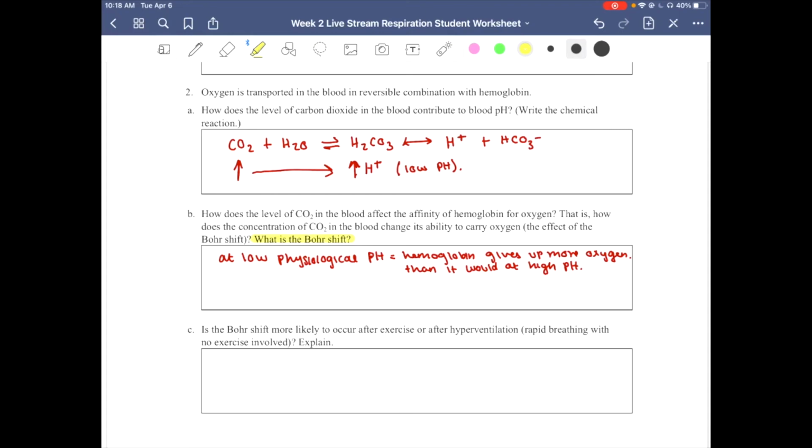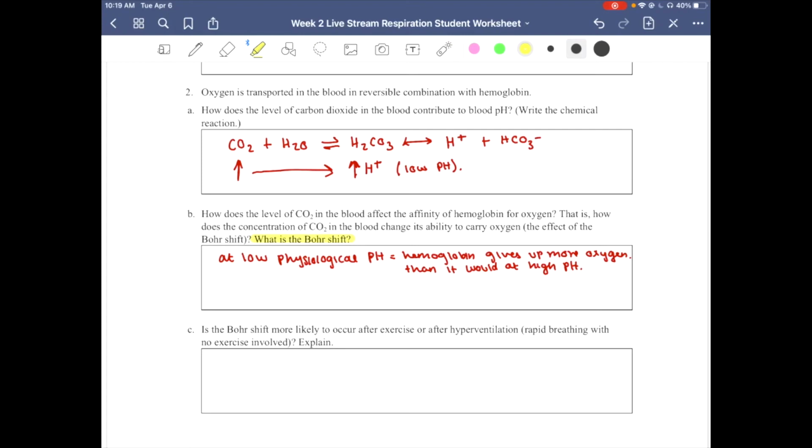All right, then we're going to look at the Bohr shift, so looking at pH, carbon dioxide level, all that, and we're going to try to see if that shift is more likely to occur after exercise or after hyperventilation. So when we're exercising, there's going to be an increase in the amount of ATP required, right? Because we're exercising a lot, we need more energy. So we're using up ATP a lot more than when we're not exercising.